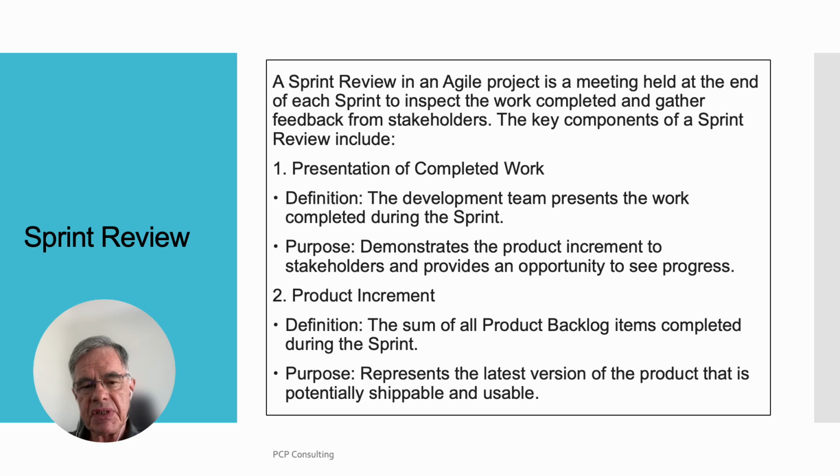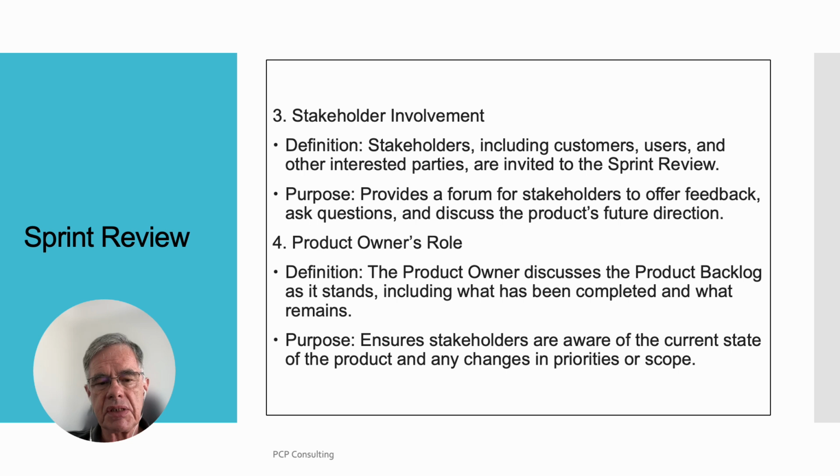Product increment. Definition: the sum of all product backlog items completed during the sprint. Purpose: represents the latest version of the product that is potentially shippable and usable. Stakeholder involvement. Definition: stakeholders, including customers, users, and other interested parties, are invited to the sprint review. Purpose: provides a forum for stakeholders to offer feedback, ask questions, and discuss the product's future direction.